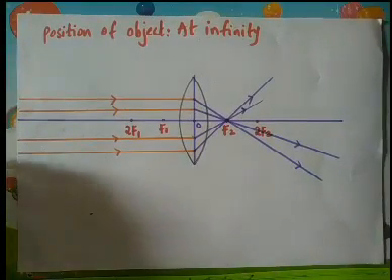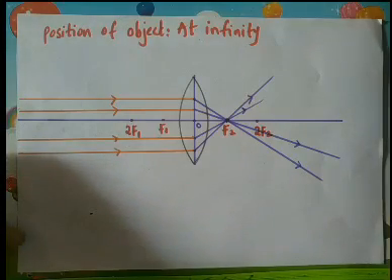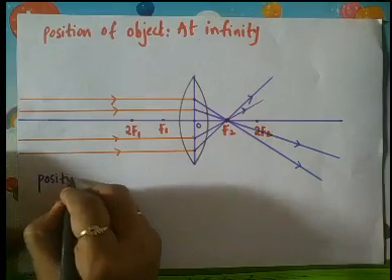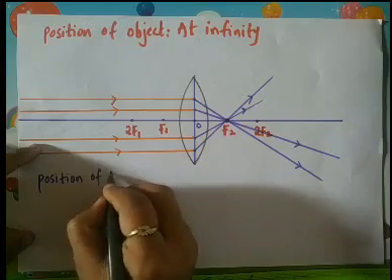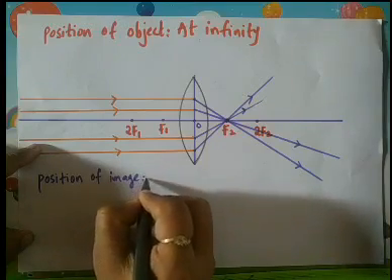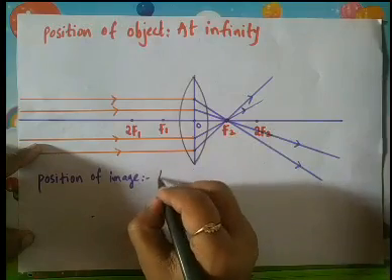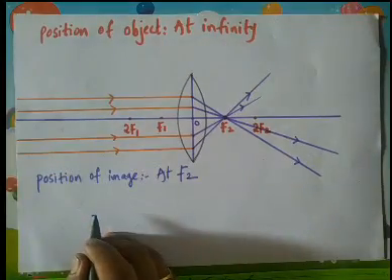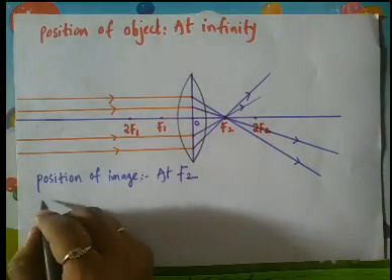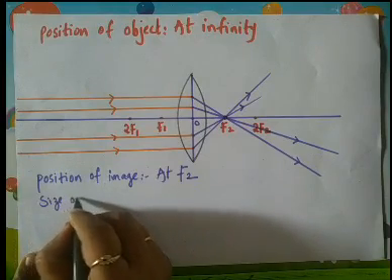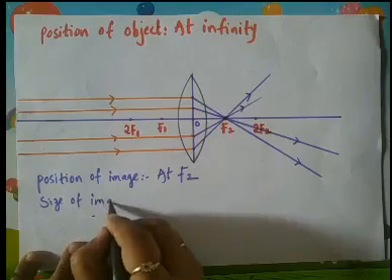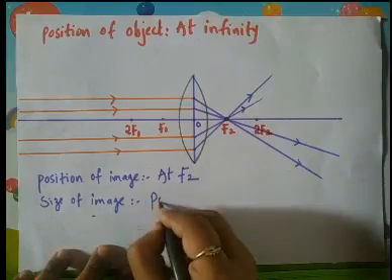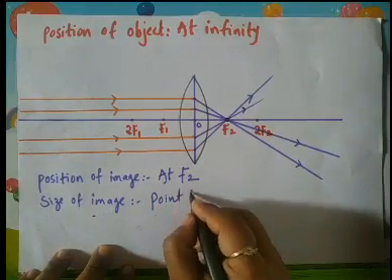Now let's describe the image. Let's see where the image is forming. Position of image: the image is forming at the focus, that is at f2. Size of image: you can see it is very small. It is a point image, so you will write here that a point image has formed.